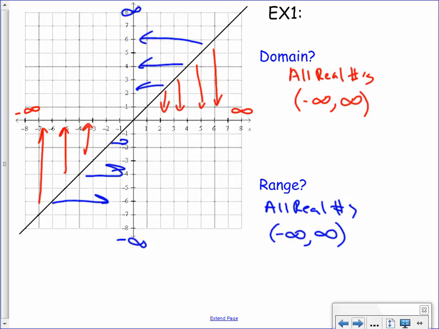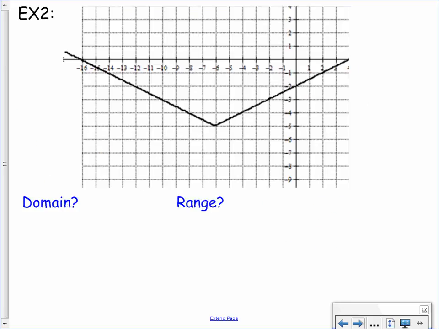So increasing, decreasing is where is the graph going up and down? Domain and range is where does the graph exist? That's why I put it on the right at the top of your paper. Where does the graph exist is what it's asking. Okay, let's do domain.